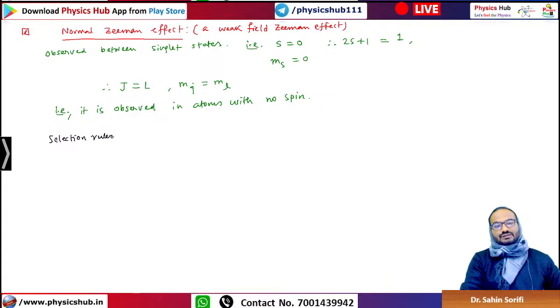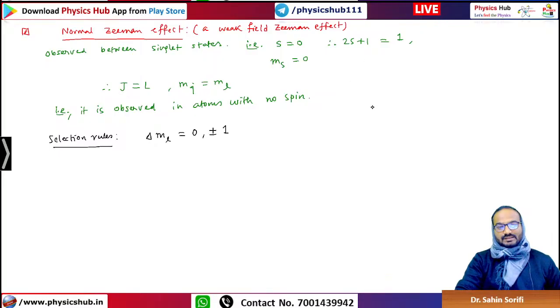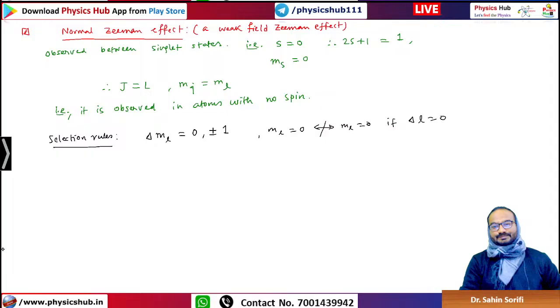Selection rules for transitions. What are the selection rules? Here M_J is not there, S is 0, so J is L, so we can consider M_L. So we write delta M_L equals 0, plus minus 1. The L components, because of space quantization, will be split into multiple components, and the transition rule will be decided by this. Delta M_L may be either 0 or plus minus 1, but M_L equals 0 to M_L equals 0 is not allowed if delta L is equal to 0.